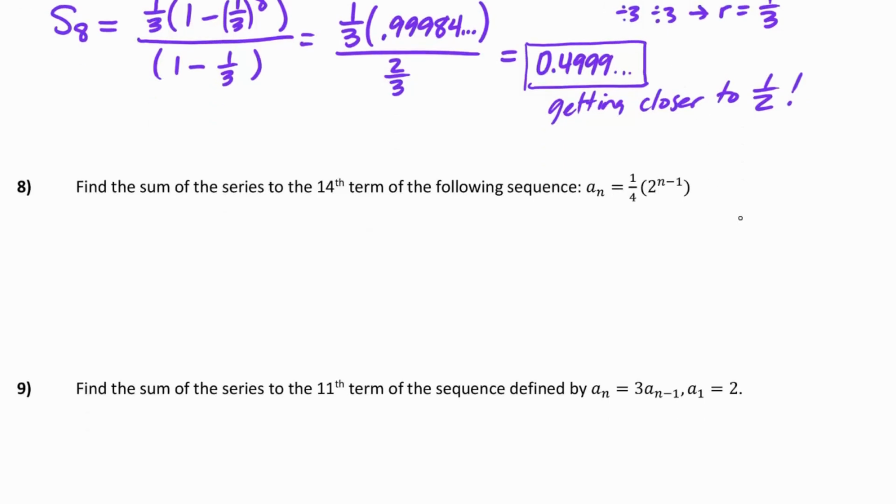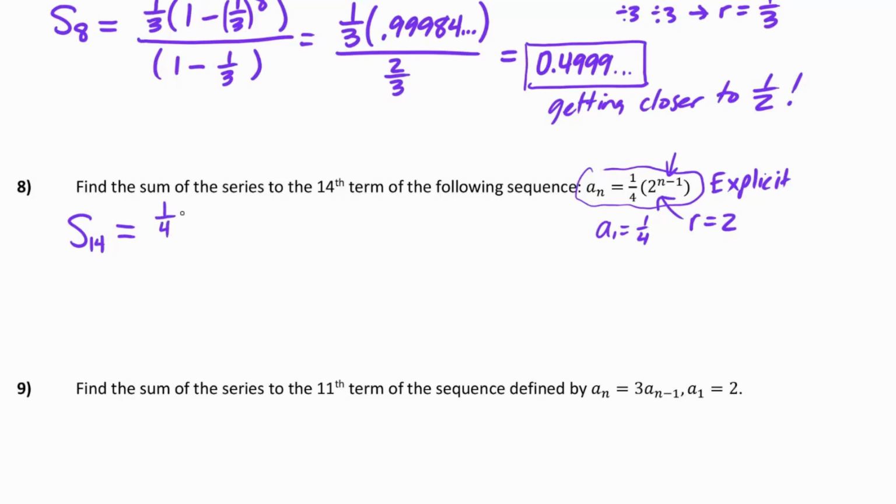So what about problem number 8? Can we find the sum of the series to the 14th term, so S14 if you will, for the following sequence? And they give us some information right over here. This is our explicit formula. We have n minus 1 as an exponent. This first number is A1, so we start at a quarter, 0.25. And the 2 that has the exponent attached to it, that's our base, that's our pattern. So I'm doubling. The ratio is multiplying by 2 every single time. If you need to write out the list itself, you can. There's nothing against that.